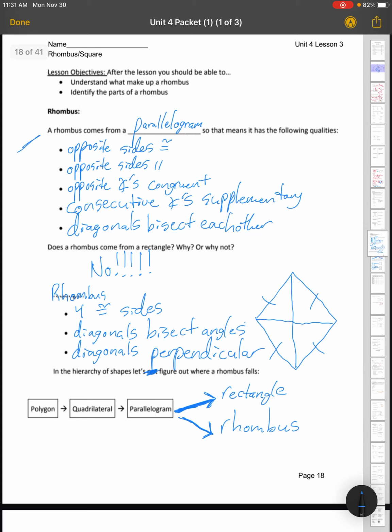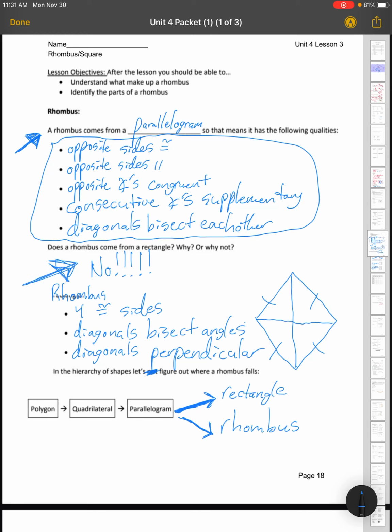Like I just said, a rhombus comes from a parallelogram, and again, we can look at that flow chart. So that means a rhombus will have the following properties. It contains all the properties of a parallelogram, just like the rectangle did. So does a rhombus come from a rectangle? No. We see on that flow chart up here that it does not come from the rectangle. So there is something that distinguishes a difference.